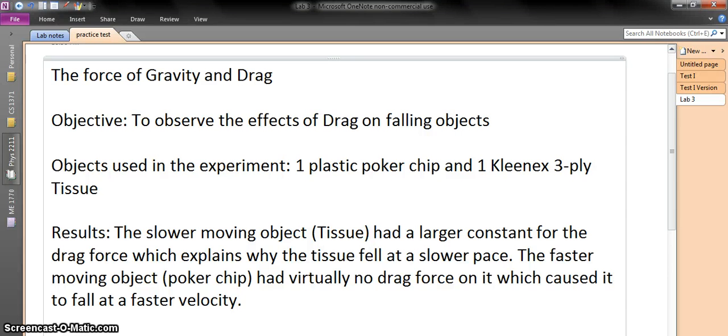Hi, my name is Aaron Dales, and for this week in lab we had to go out into the real world and observe two falling objects, one that fell at a fast pace and one that fell at a slightly slower pace. The objective was to observe the effects of drag on the falling object.